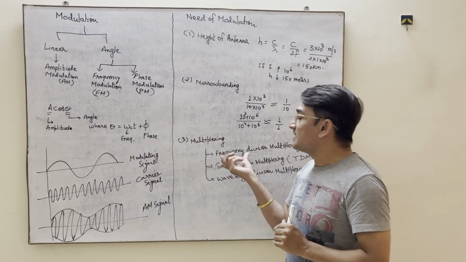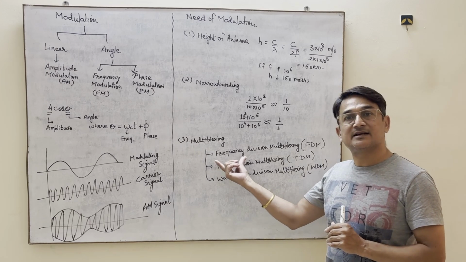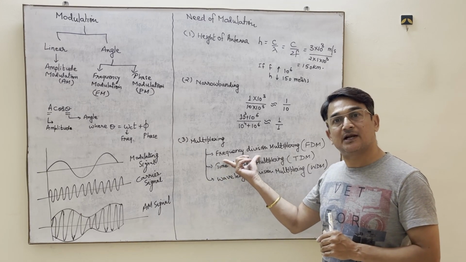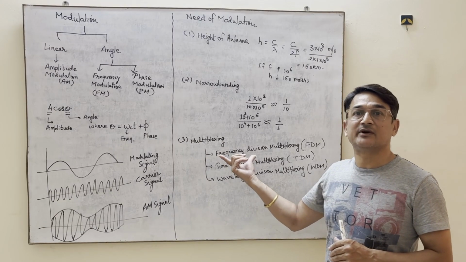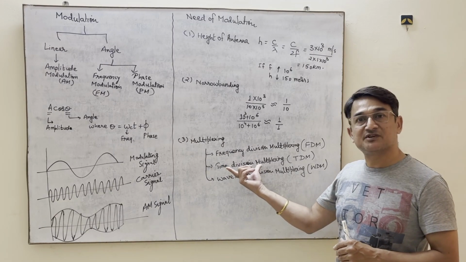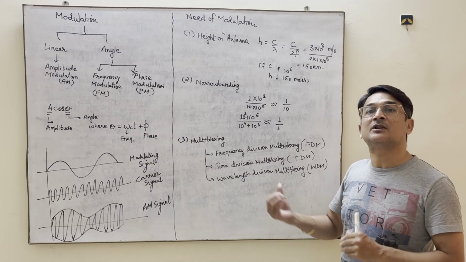So on the basis of this criterion, I have divided multiplexing into 3 types. One is frequency division multiplexing. In this, we divide the signals on the basis of their frequencies. Another is time division multiplexing. In this, we divide the signals on the basis of time.